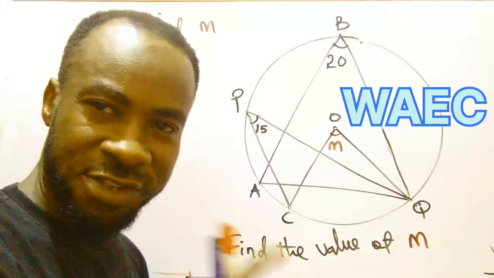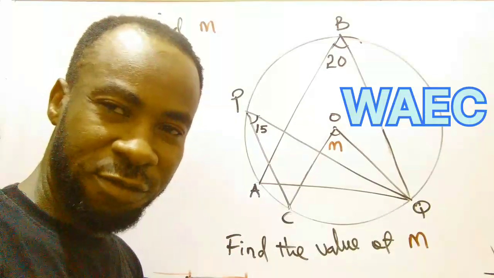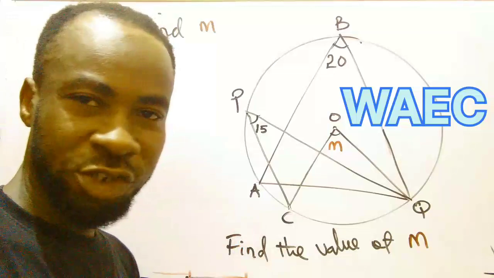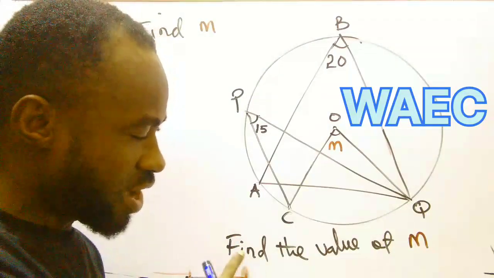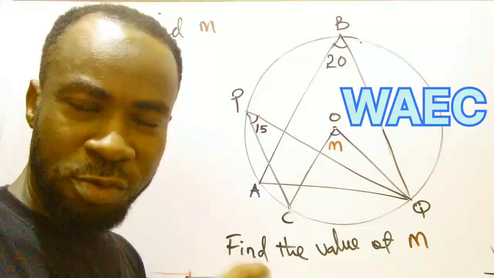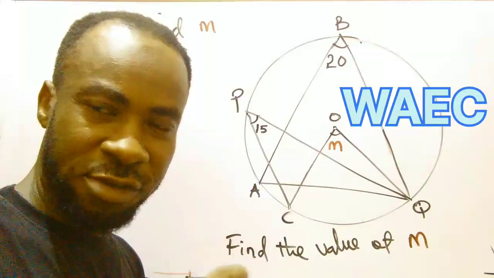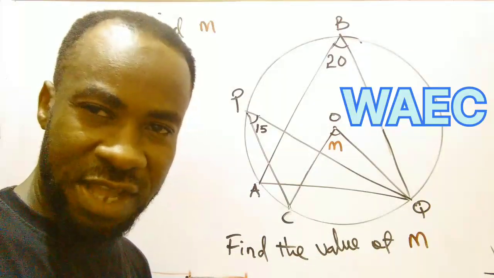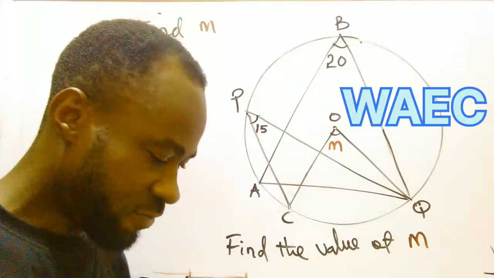I'm making this video for the second time for the sake of those who still argue that the solution to this question is 40. We are asked to find the value of m. Now, let us go back to our theorem of circle that says that the angle at the center is twice that angle that is at the circumference.